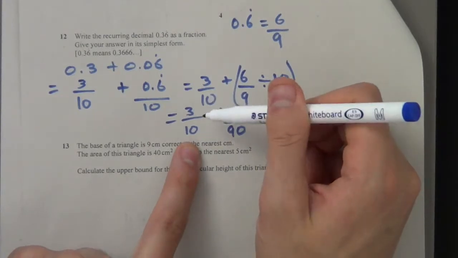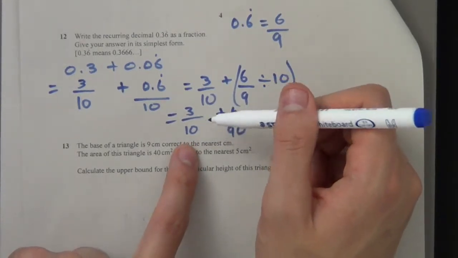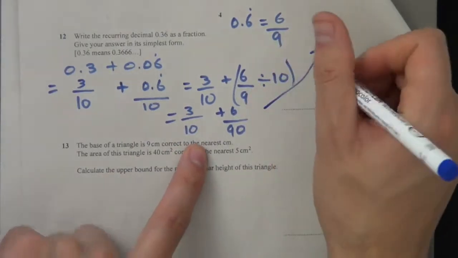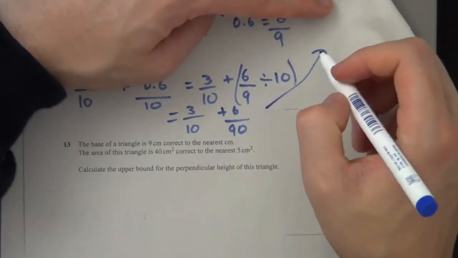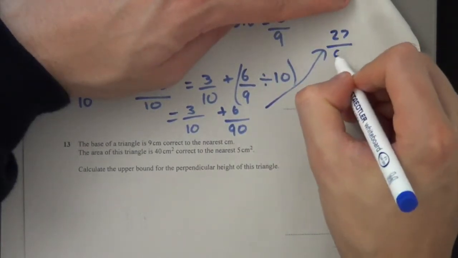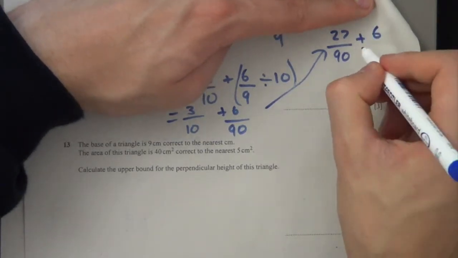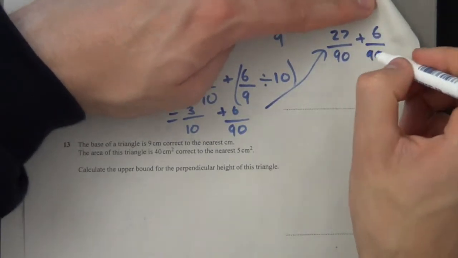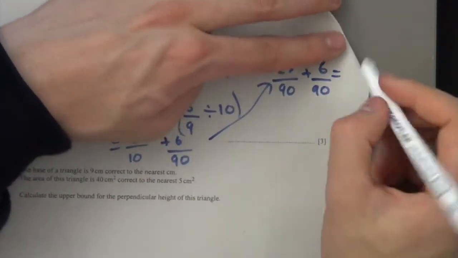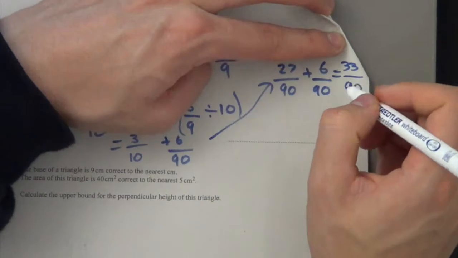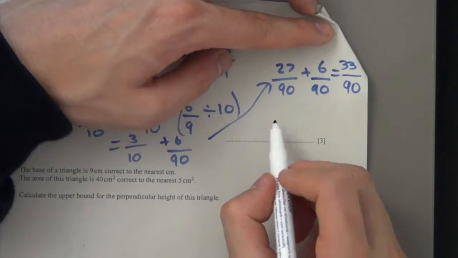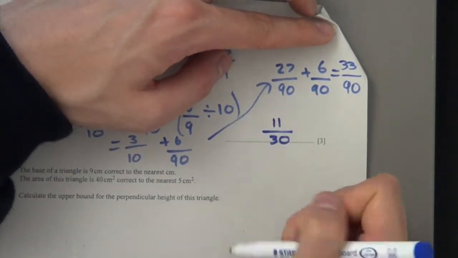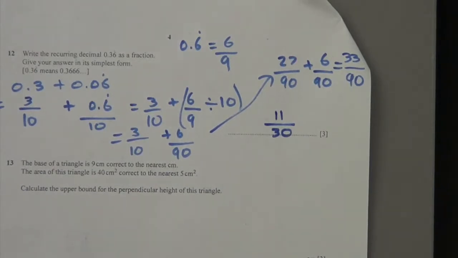Now I just need to make the denominator the same. Okay, so this becomes, if I times 10 by 9, and I times 3 by 9, I get 27 over 90, plus 6 over 90, that is 33 over 90, and we can divide top and bottom by 3 to simplify it, so we can simplify that to 11 over 30. Okay, that's our final answer. So we have given our answer in its simplest form.